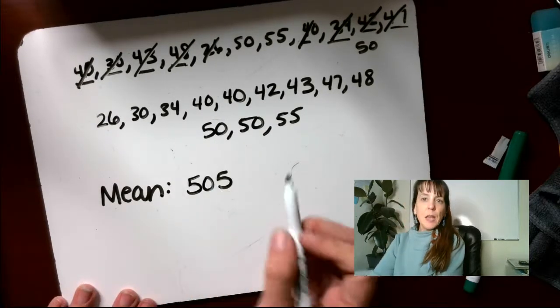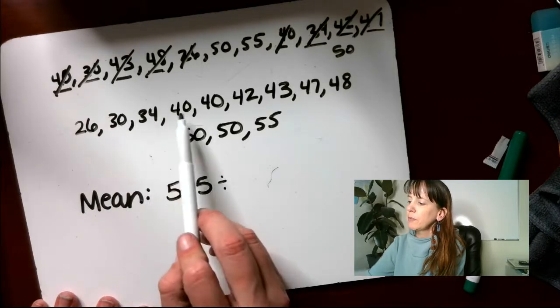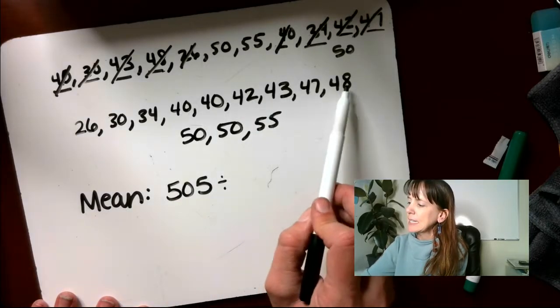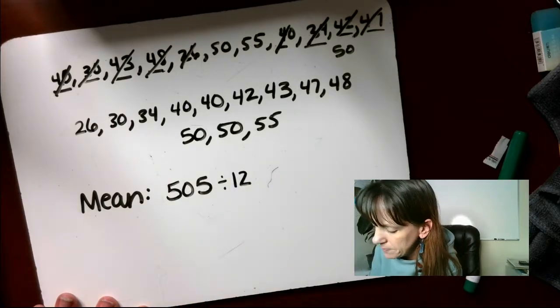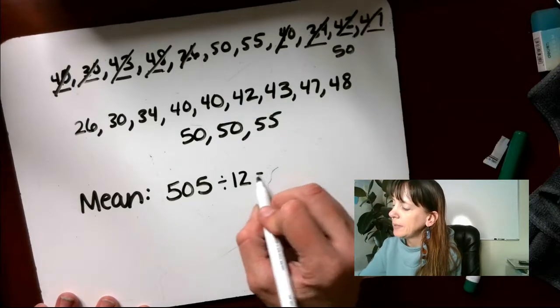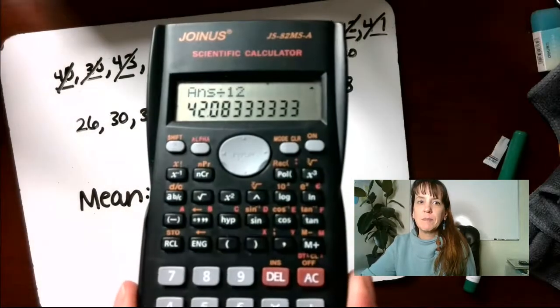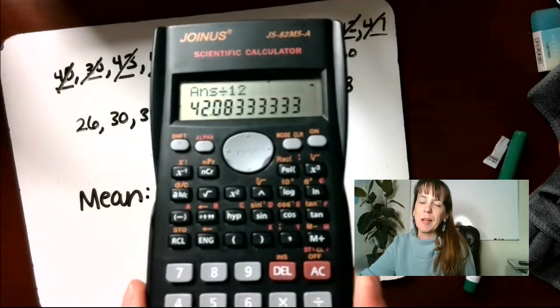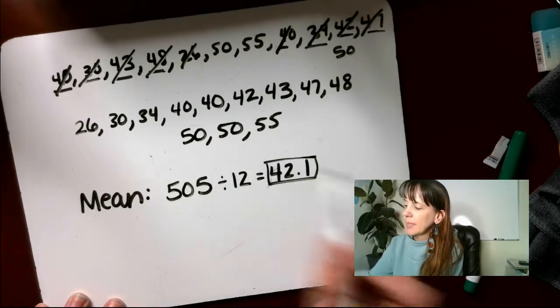505. Of course, after we add them all up, we divide by the number of numbers: 1, 2, 3, 4, 5, 6, 7, 8, 9, 10, 11, 12. So 505 divided by 12 gives me 42.1. Note that it's actually 42.083 and so on, but I'm rounding, so 42.1 is our mean.